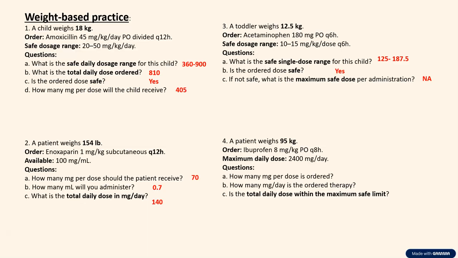The next question to ask yourself is, do I need to convert? No, I don't. The weight is provided in kilograms. So you can proceed directly to multiplying 95 by 8 milligrams per kilogram, and the total milligrams per dose is 760 milligrams. The next question in the problem is asking how many milligrams per day is the ordered therapy. We went from per dose in A to per day in B. The ibuprofen dose is ordered every 8 hours. How many times per day is every 8 hours? If you just said out loud 3 times per day, you are correct. 760 multiplied by 3 equals 2280 milligrams per day.